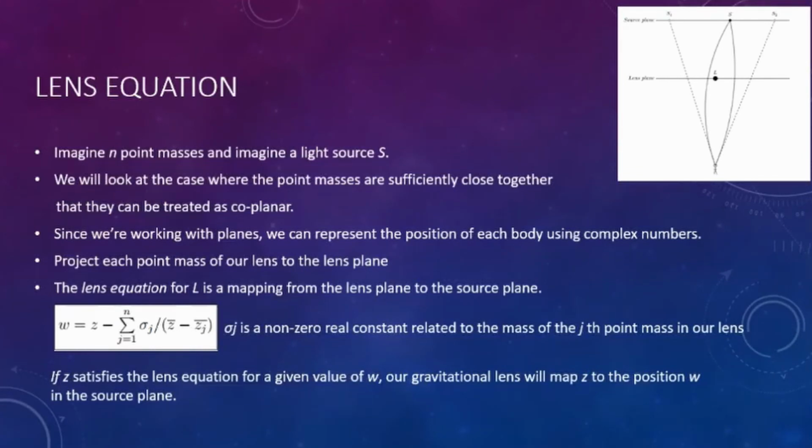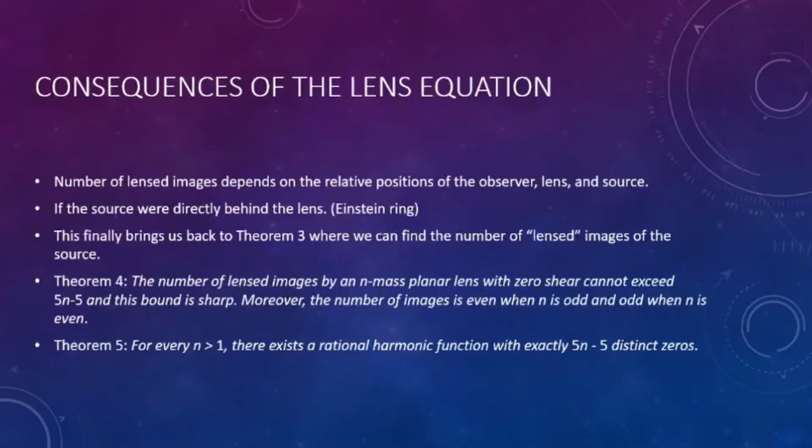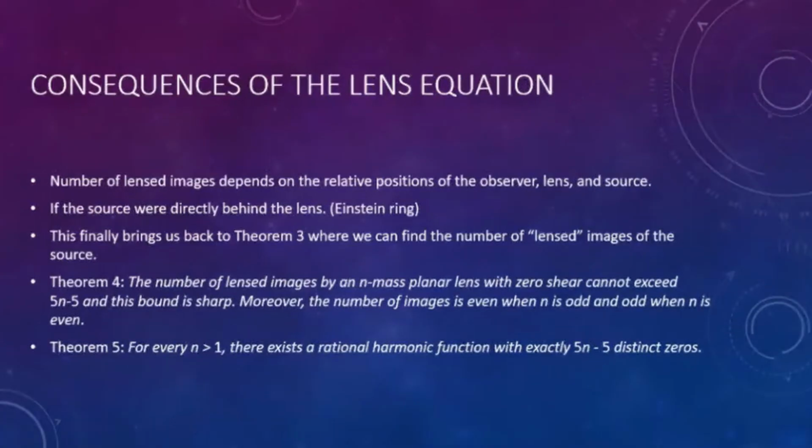So those tedious calculations, or tedious math, which we saw a little earlier about the harmonic analysis breaks down to the solution of this equation. The number of zeros basically gives you the number of reflections. That's the beauty of math applied here. We see that the number of lensed images depends on the relative positions of the observer, lens, and source.